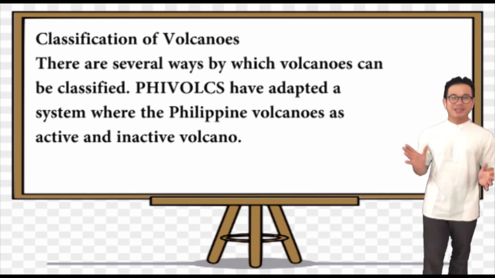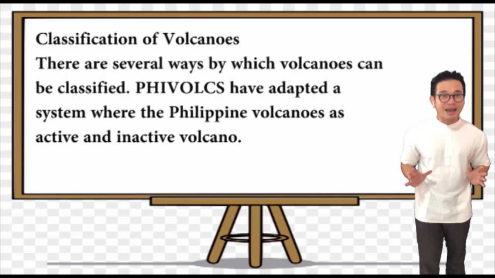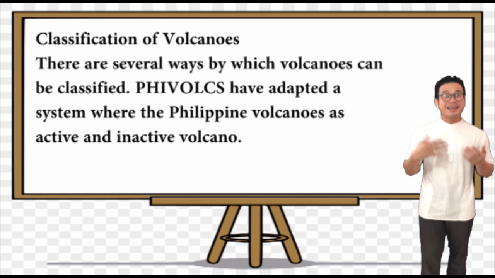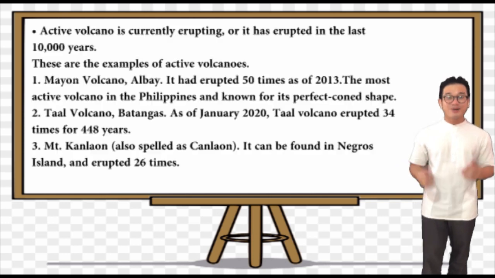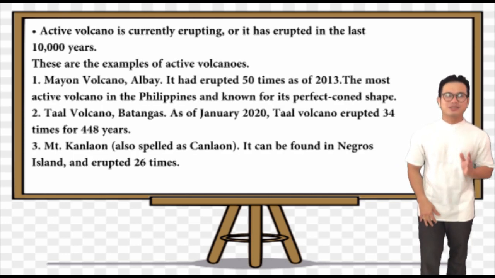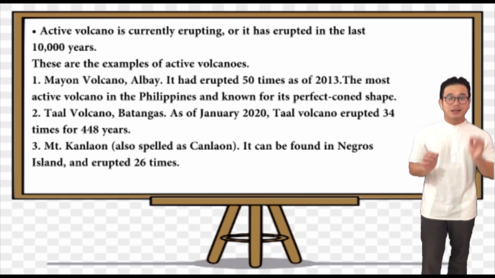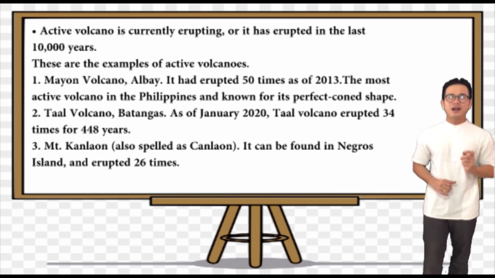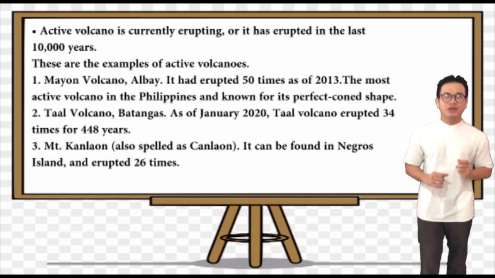PHIVOLCS has adopted a system to classify the Philippine volcanoes as active or inactive. An active volcano is currently erupting, or it has erupted in the last 10,000 years. These are examples of active volcanoes in the Philippines.